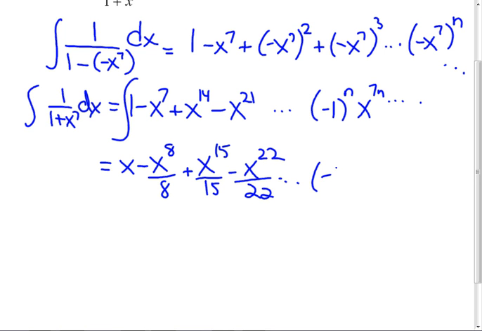They will ask you to do the nth term. So it's x to the 7n. What do you do with it? Plus 1. You know this. 7n plus 1. Yes, I missed my n.